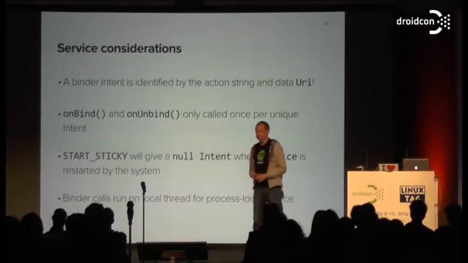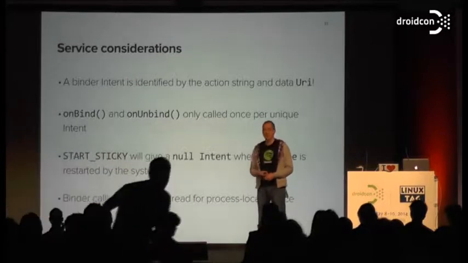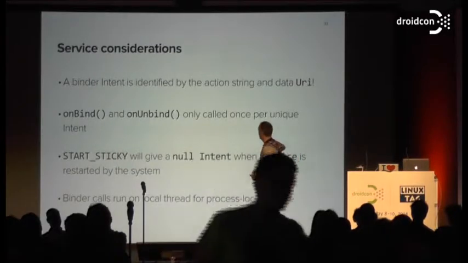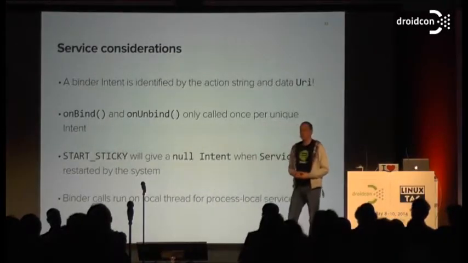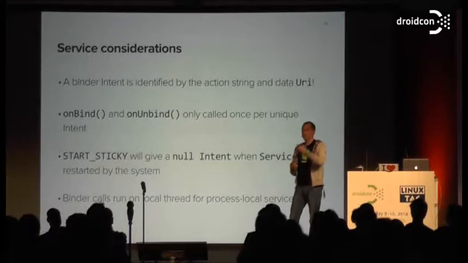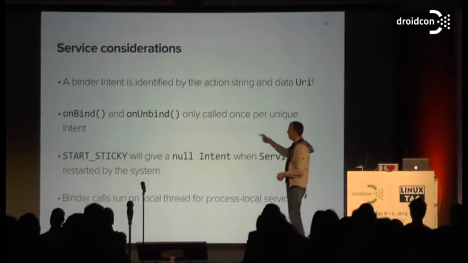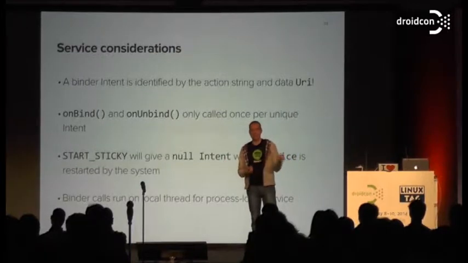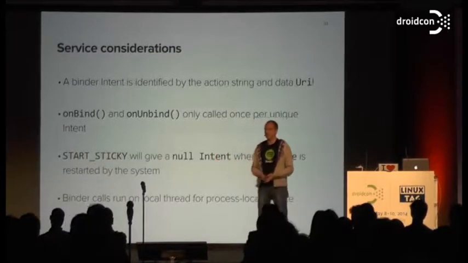Considerations for using bound services. The binder intent is identified by the action string and the data URI. Okay. onBind and onUnbind are called once. Pretty neat. So if you have three clients connecting with the same intent, same action string or same URI, you will get only one call to onBind anyway. And once they disconnect by unbind service, once the last one has disconnected, you get an onUnbind. So onBind and onUnbind are very useful for keeping track of when you actually have any clients in your service, so you know if you can stop it and reclaim resources.